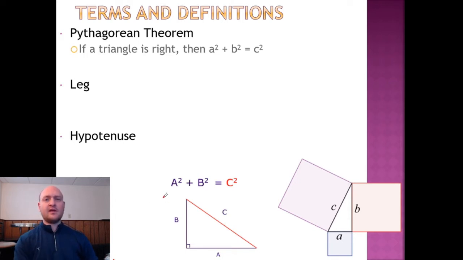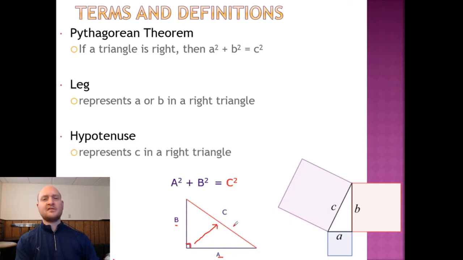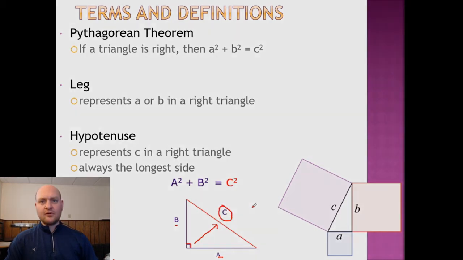In order to get the a and b, those are the legs. The shorter sides, a and b, always share the 90-degree corner on one side, and across from that 90-degree corner is the hypotenuse. It represents c in the right triangle, and it's always the longest side. So you can tell where the hypotenuse is just by looking across from the right angle in the triangle. You know that the hypotenuse c is always opposite that right angle.